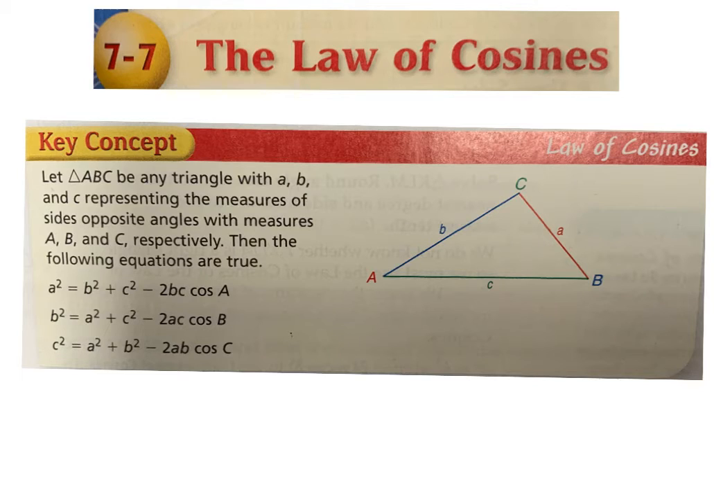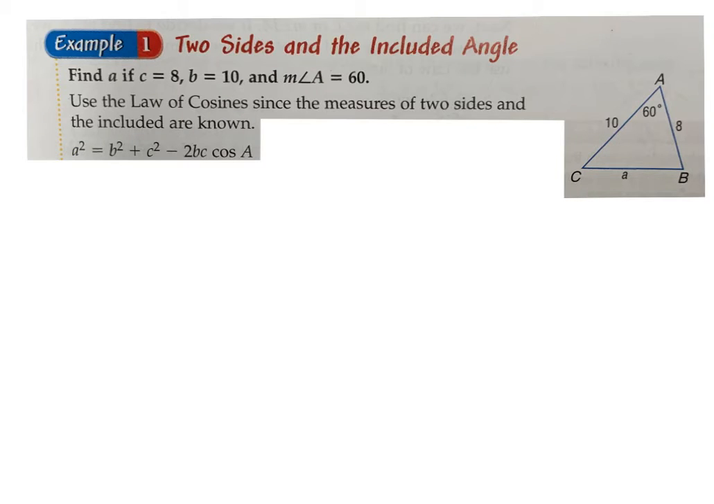So let's actually use it. Look at example 1. Find A if C is 8, B is 10, and the angle A is 60.